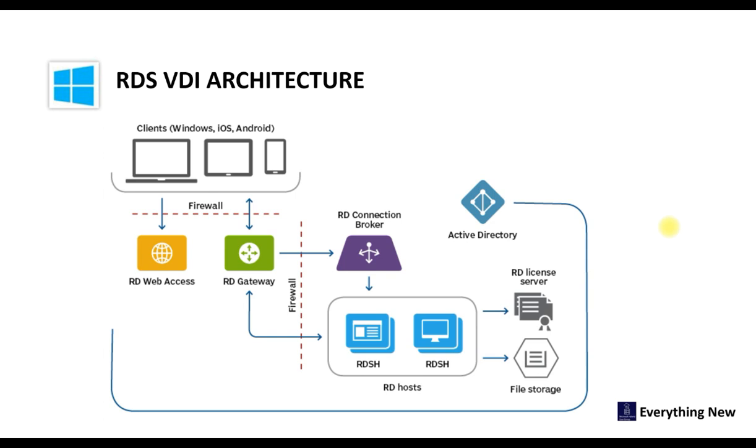Okay, let's have a quick understanding about the RDS VDI deployment architecture. For environments that have a DMZ, or what we call a perimeter network, it's recommended to put the RD Web Access and RD Gateway in the DMZ network because they are internet facing. While inside your production network, we can have these components, for example RD Connection Broker, RD Host, Active Directory, RD License Server, and file storage.